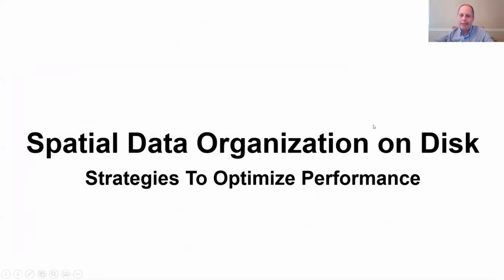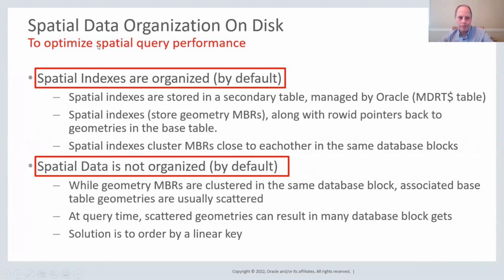Spatial data organization on disk. This is a really nice feature, and it's something that really does help performance. I'm going to talk about some strategies to do this. So, spatial indexes, right? How do you do this? Spatial indexes themselves are organized by default, but the spatial data that the index points to generally is not organized by default. So how do we get them in sync?